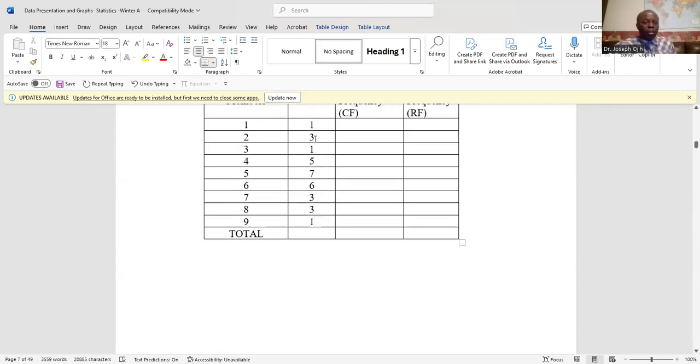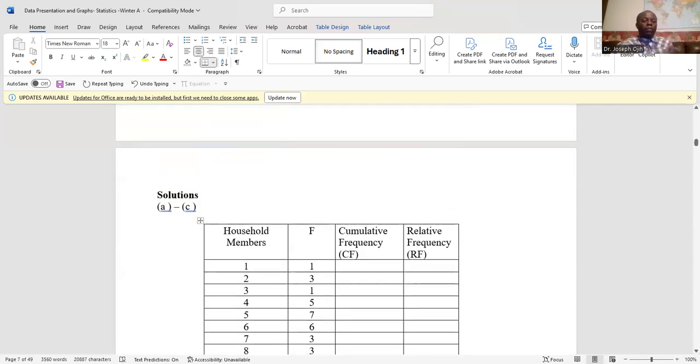1 plus 3 is 4. 4 plus 1 is 5. 10, 17, 23, 26, 29, 30. 30. So we are correct. 30 households. So we got the frequencies.